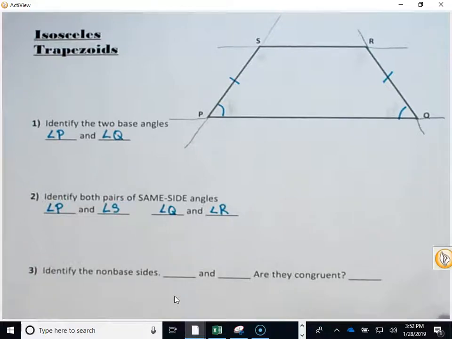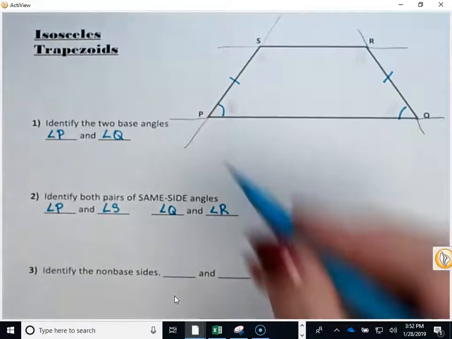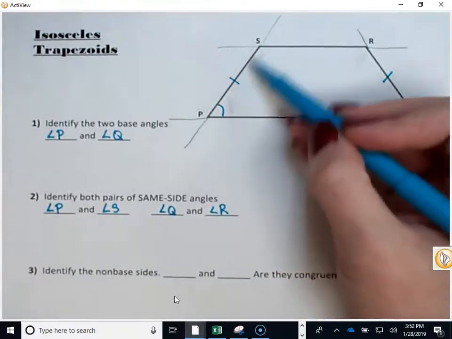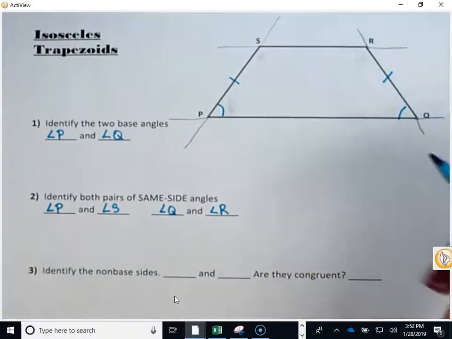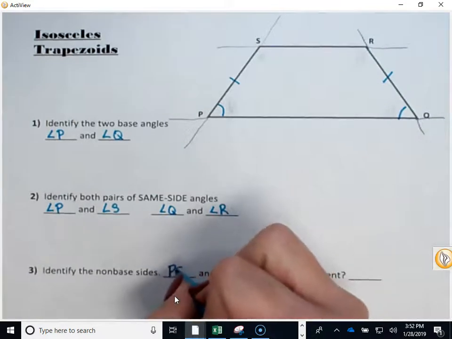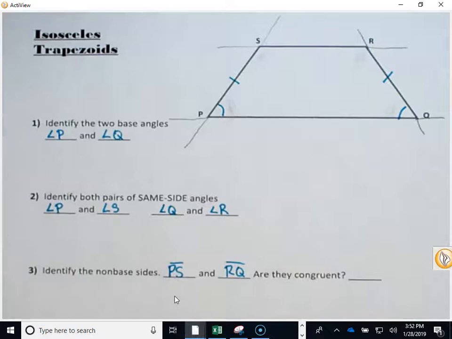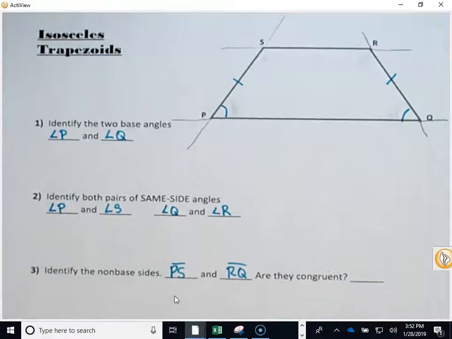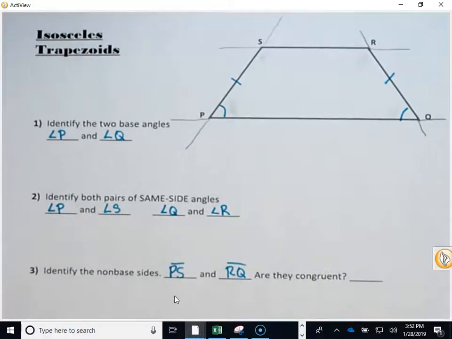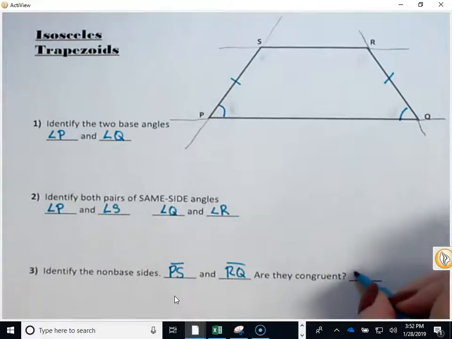All right. It says identify the non-base sides. Those are the legs that I was talking about, and they are equal to each other. So our PS and our RQ. And the question is, are they congruent? Yes. When you're talking about an isosceles trapezoid, those are the two sides that are congruent to each other.